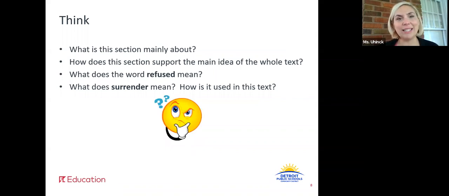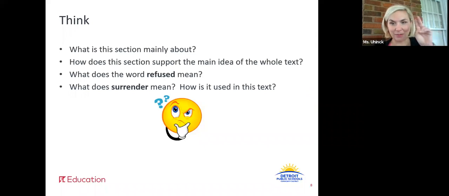First, I want you to think, what is this section titled Synopsis mainly about? How does this section support the main idea of the whole text? Now remember, yesterday in daily lesson 30, we talked about the main idea of the whole text, right? So if you need to go back to that note catcher, you can, but I want you to think about how does this section support the main idea of that whole text? All right, what does the word refused mean? What does surrender mean, and how is it used in the text?